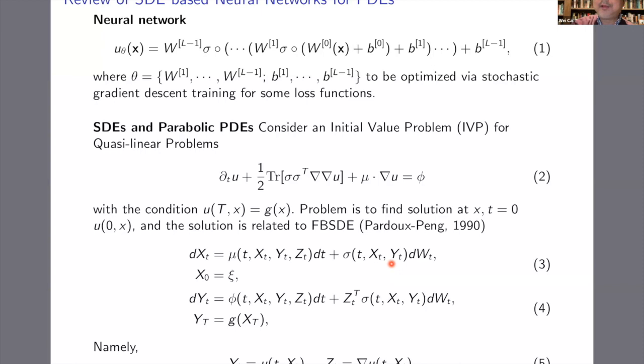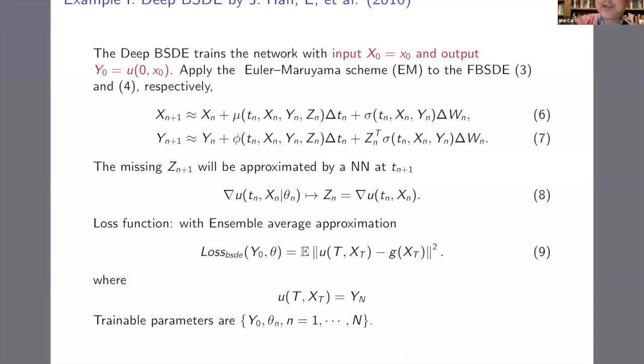So you can either solve equation 2 to get the solution of U, or you can solve these SDEs with just time marching, like the Euler method. Because using this relation, there are several works using this connection to build new networks.